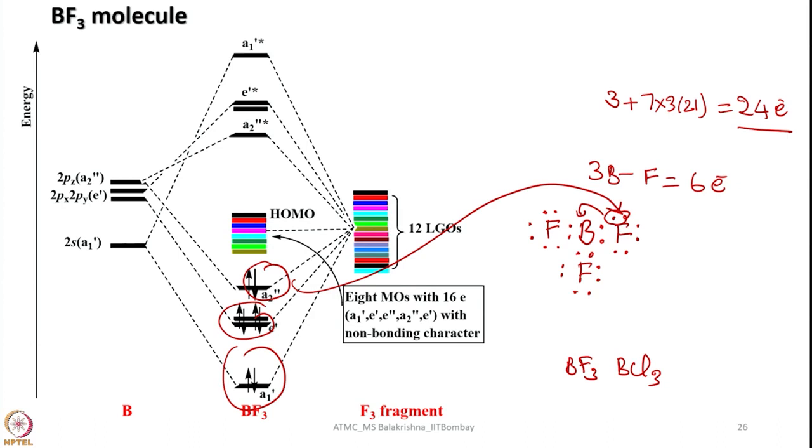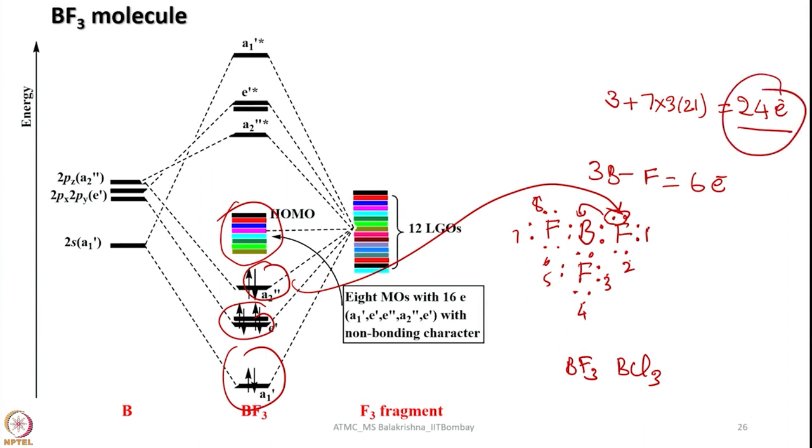Those 16 electrons are 1, 2, 3, 4, 1, 2, 3, 4, 5, 6, 7, 8. That means these 16 electrons remain as non-bonding here. They are non-bonding electrons. 16 electrons are accounted for. That means 16, 18, 20, 22, 24, all 24 electrons are accounted for.